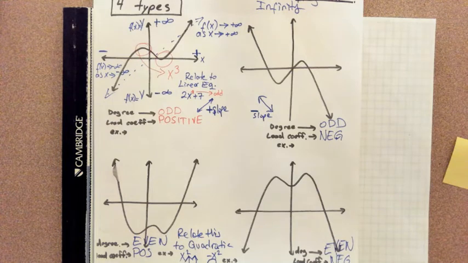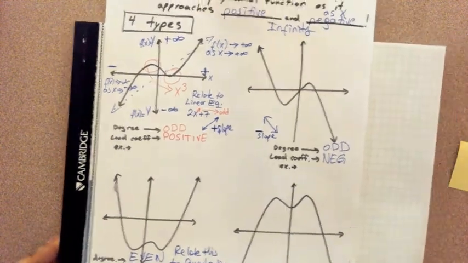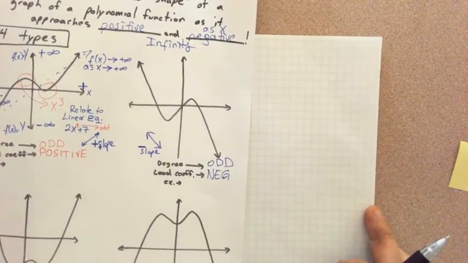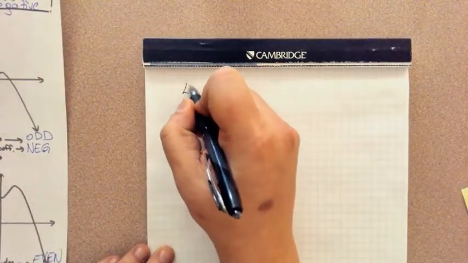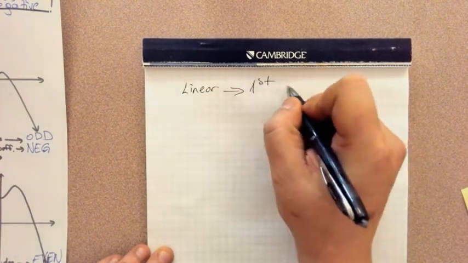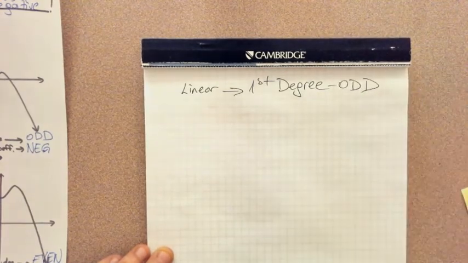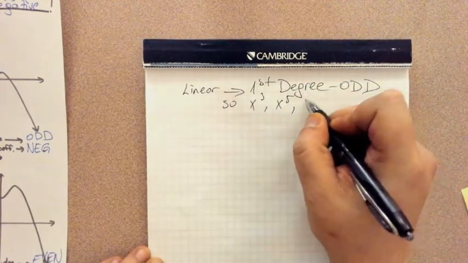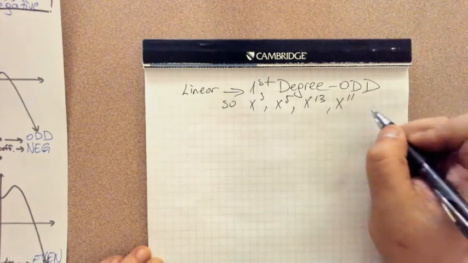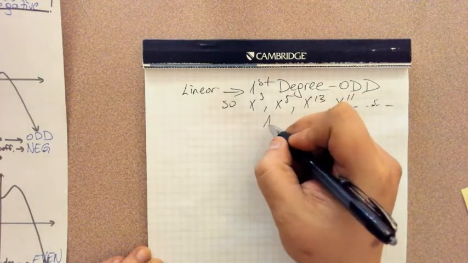So let's try to explain why I want you to relate these to linear and quadratic equations, for easier understanding and getting to the answer. I know that linear equations are first degree equations, which is odd. So x to the third, x to the fifth, x to the 13, x to the 11, and so on. All of these are odd.